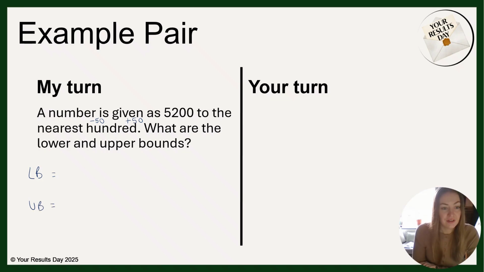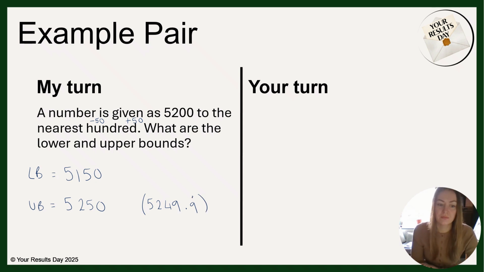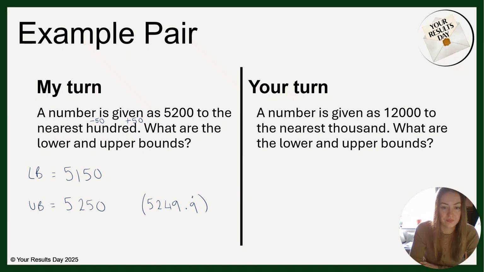So the lower bound, if I subtract 50 from that number, would be 5,150. And the upper bound would be 5,250. And in an exam, you would get away with writing 5,249.9 recurring if it's just asking for the upper bound, not necessarily if it's asking for the error interval. Here's one for you to have a go at. Pause the video just so you've got long enough to have a go at it, because I'm going to jump in straight with the solution and hit play when you're ready.